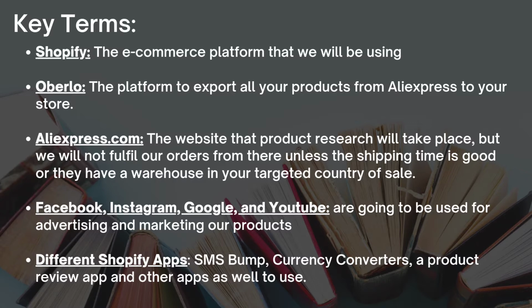All right. Then we have Facebook, Instagram, Google, and YouTube, which we are going to use for advertising and marketing our products. Then we also have different Shopify apps like SMS Bump, currency converters, a product review app, and other apps as well to use. So there are many apps that you can choose from on the Shopify store. I will give you some that I will use later on in this video.